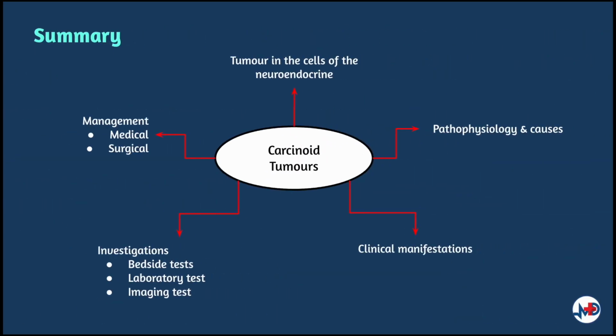To summarize, we have understood that carcinoid tumors are tumors of the cells from the neuroendocrine system. So they are very specialized neuroendocrine cells that are also involved in the release of certain hormones. We have looked at the pathophysiology and certain causes of the tumor. How do they present clinically? The important investigations that help us diagnose as well as locate the tumor.